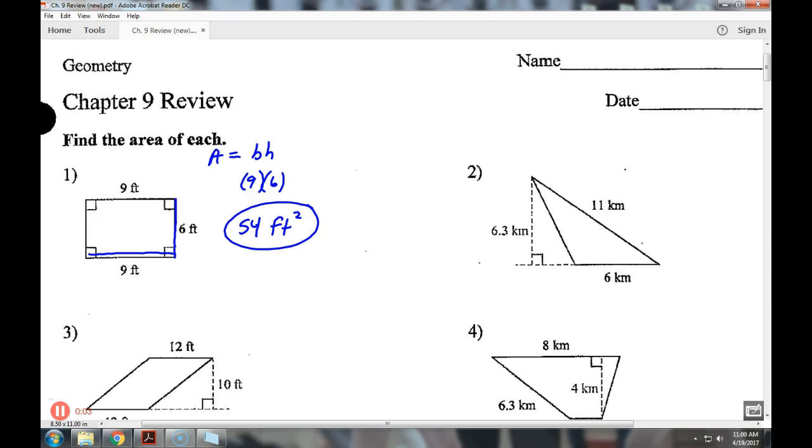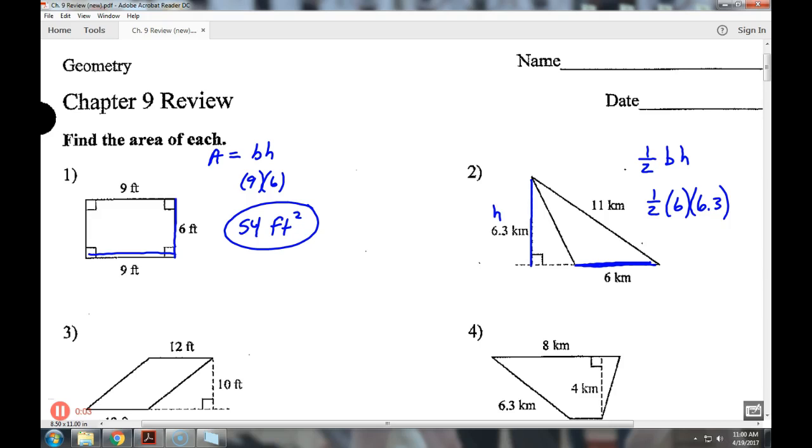Number 2 is a triangle. Area for a triangle is 1/2 base times height. Be careful here. The base is right down here, so 1/2, that's 6. And the height is actually perpendicular to the base, so this is going to represent the height, so 6.3. And basically got to crank these out, put them in the calculator. 3 times 6.3, I believe that's 18.9.